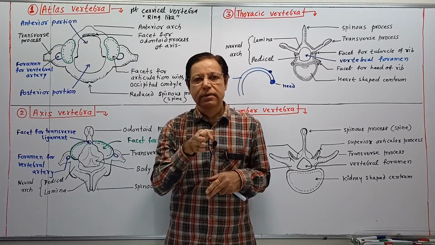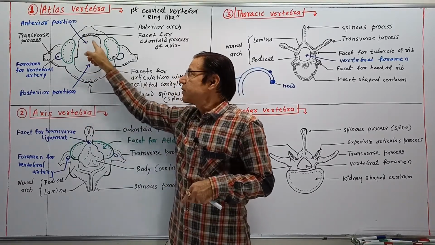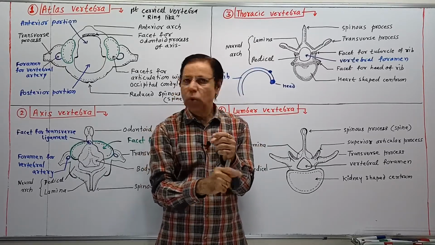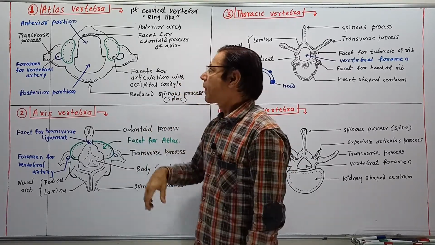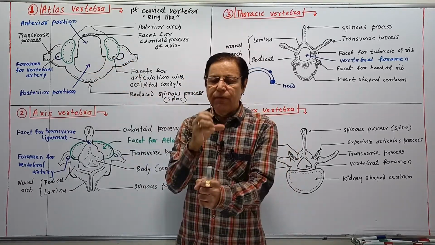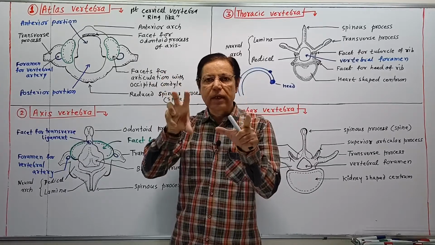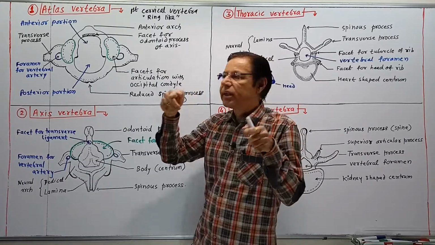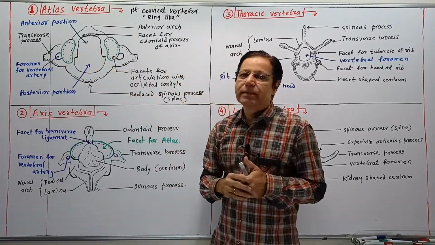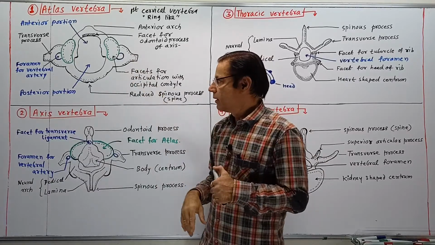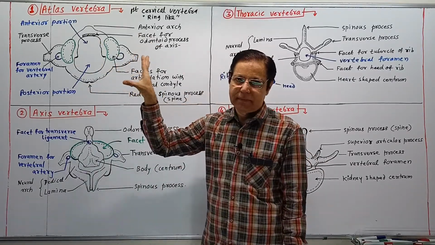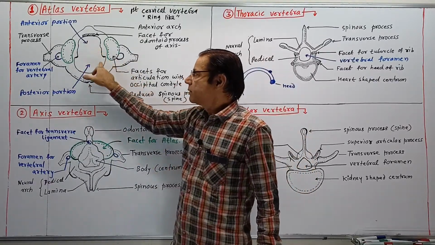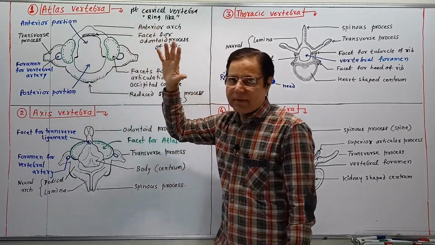Movement occurs like this, and because of the facet and odontoid process like this, a rotating pivot joint is there. In this way, the atlas vertebra is the first cervical vertebra to which the skull is firmly articulated by the occipital condyles to the facets of the atlas. Okay, this is all about the atlas. Here the atlas has no spinous process and has a broad vertebral foramen; that is why it is called a ring-like vertebra.